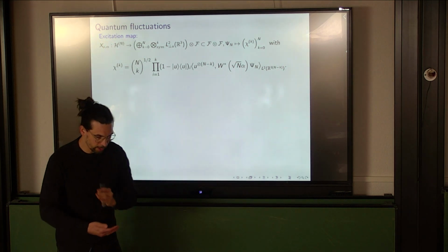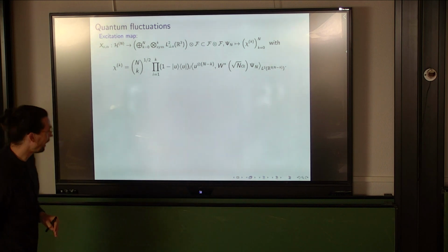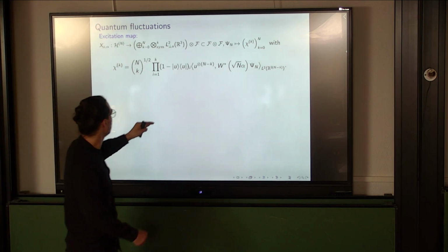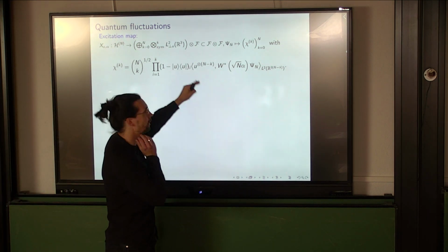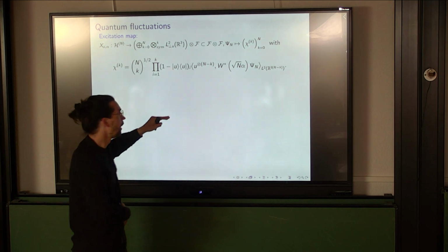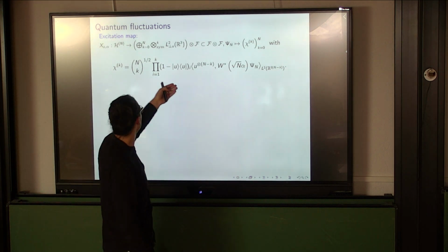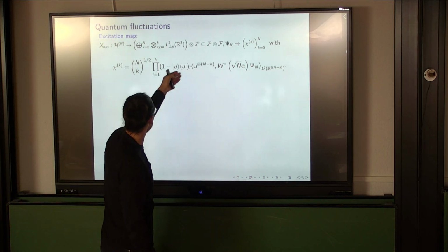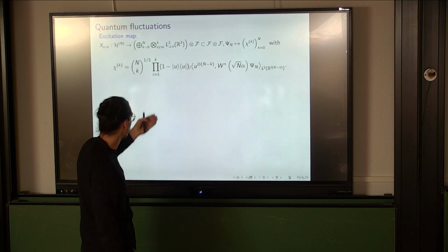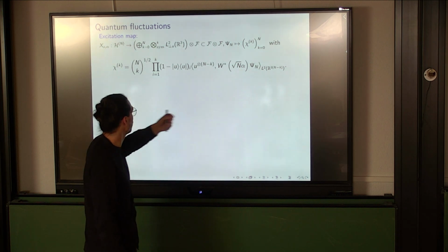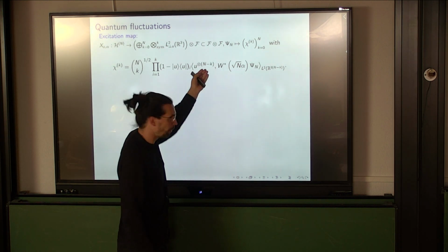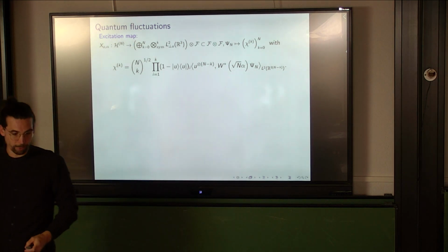Then we can order the remaining state in states where one has k particles which are not in the condensate and n minus k particles which are in the condensate. This can be done by projecting the first k particles onto the orthogonal complement of the condensate wave function and the other n minus k particles onto the condensate wave function.